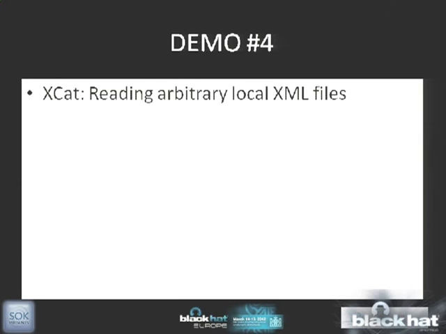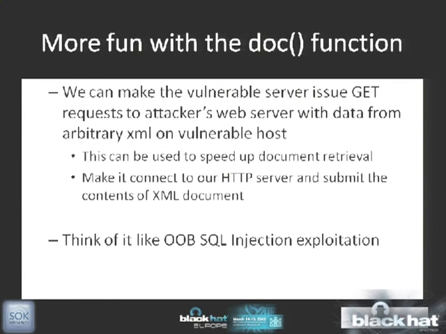So essentially, you can read any arbitrary file, local or remote, which this vulnerable website or vulnerable app server has access to. Okay, more fun with the doc function. Now, instead of using it to read arbitrary XML, you can actually speed up the document retrieval. You can make the doc function connect to your website, like an out-of-band HTTP extraction when you do a SQL injection. So you use the doc function as an HTTP client and make it connect to an attacker-controlled website, and the payload it will issue in the GET request will contain strings coming from a backend XML document.